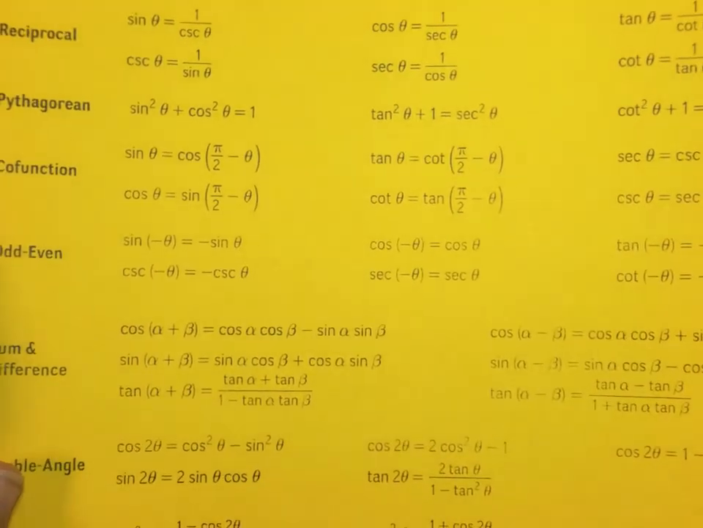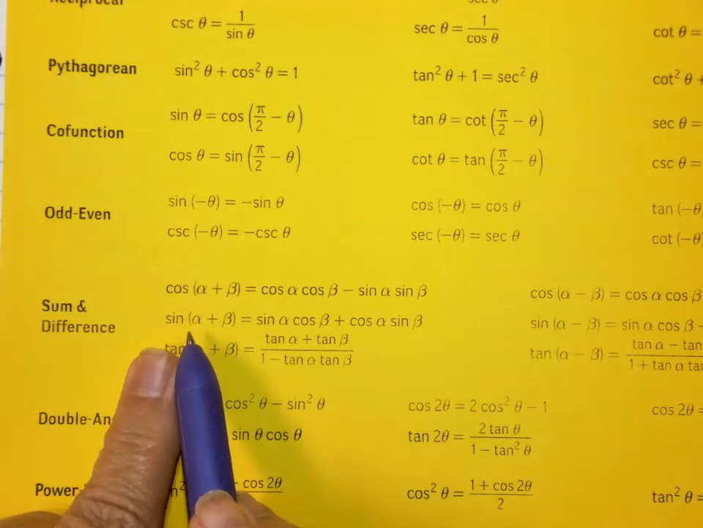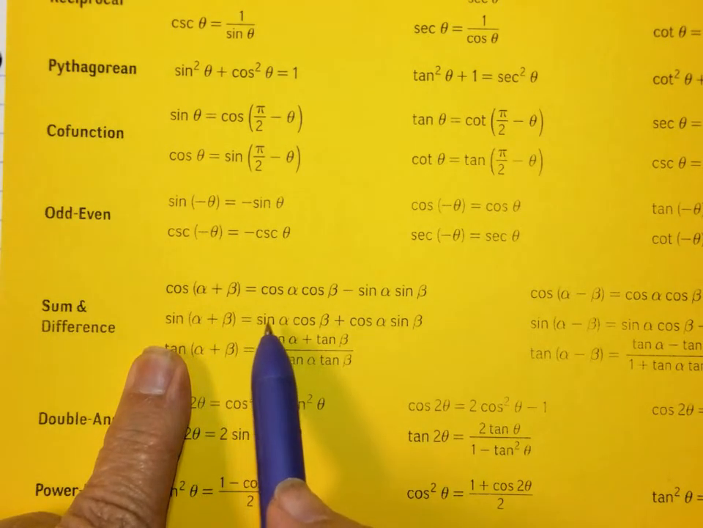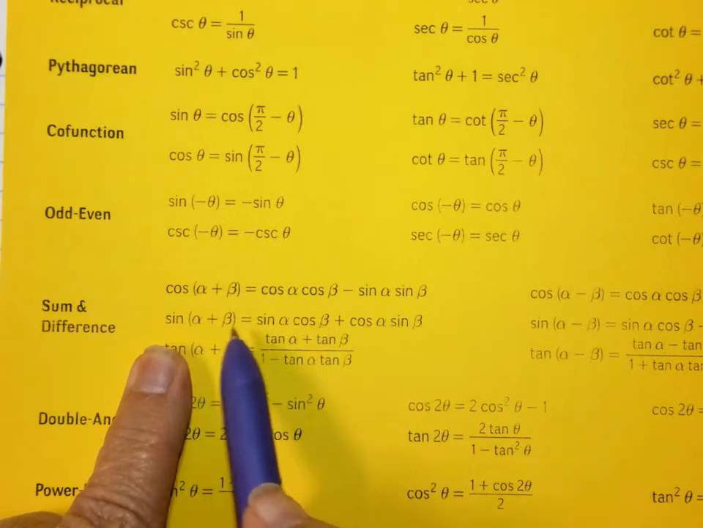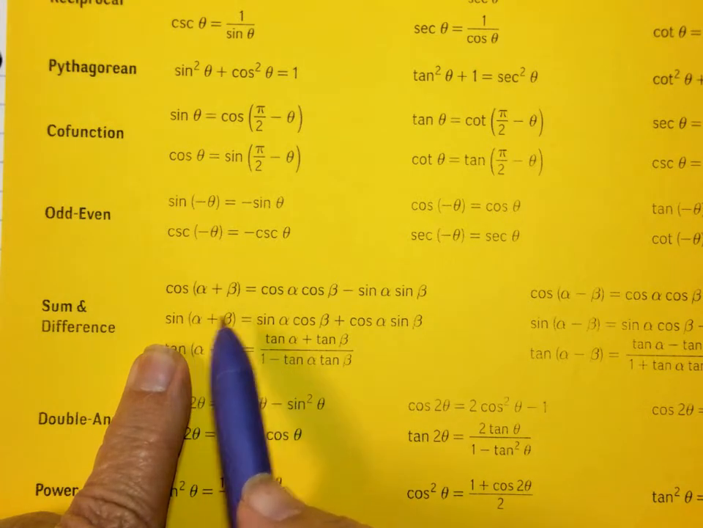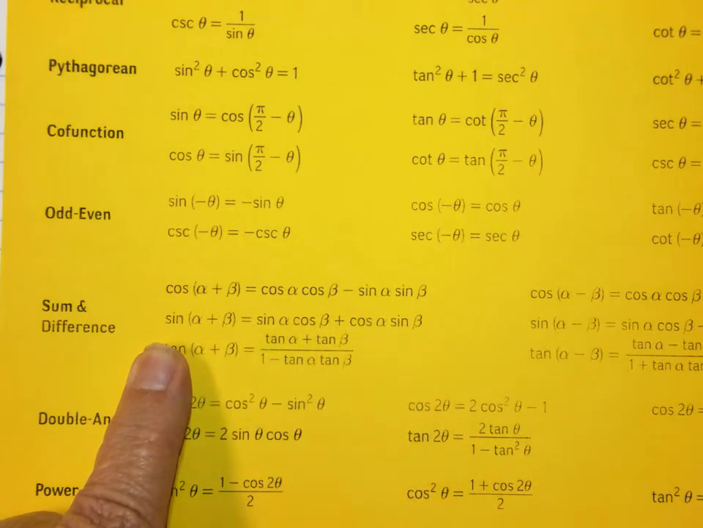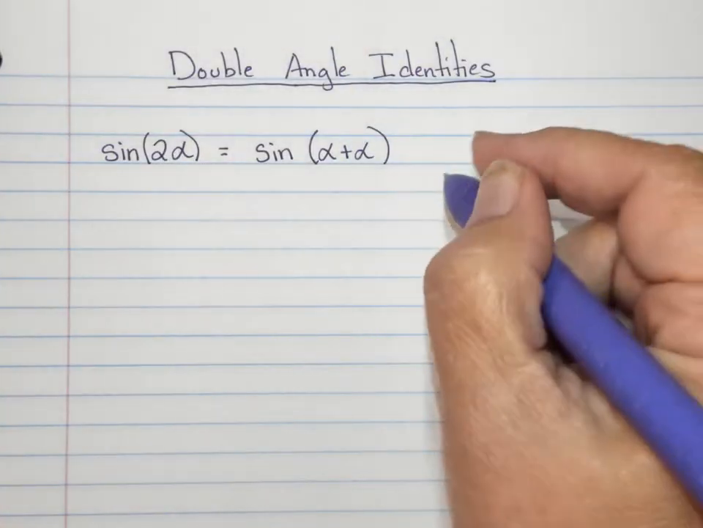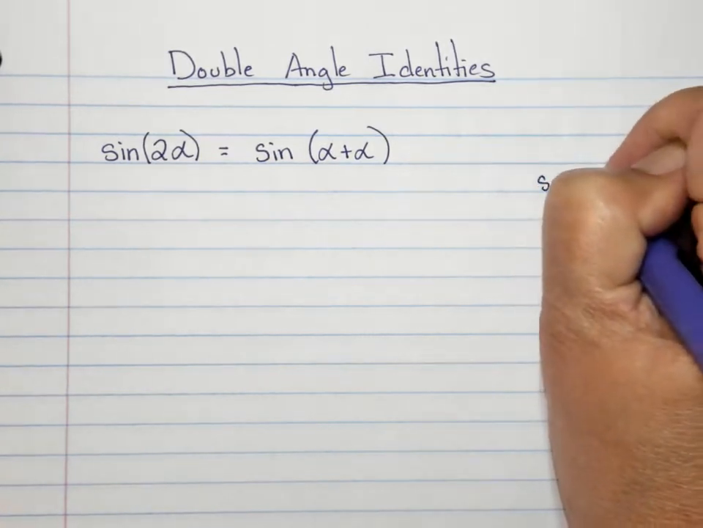So if you look on your formula chart and we look for the sum, sine of alpha plus beta equals sine alpha cosine beta plus cosine alpha sine beta, we have this situation, except this time our 2 angles, alpha and beta, instead of being 2 different angles, they're both alpha. Right? So we're going to use this sum identity and write this out. So I'm applying the sum identity for sine.